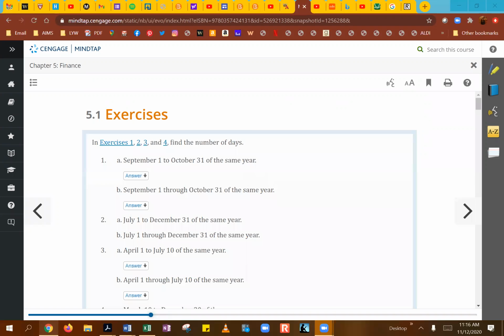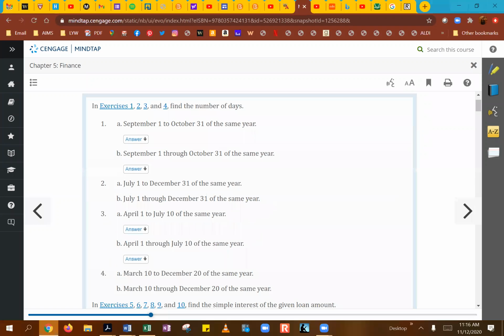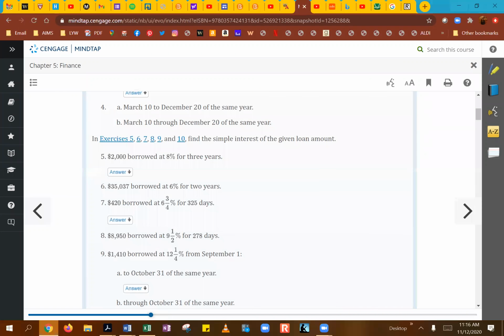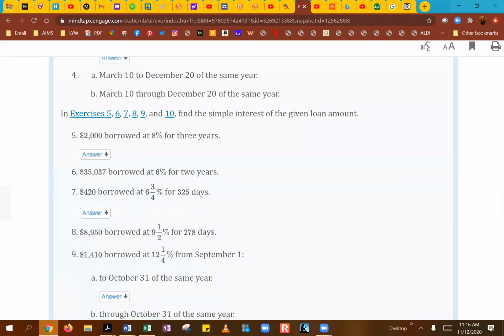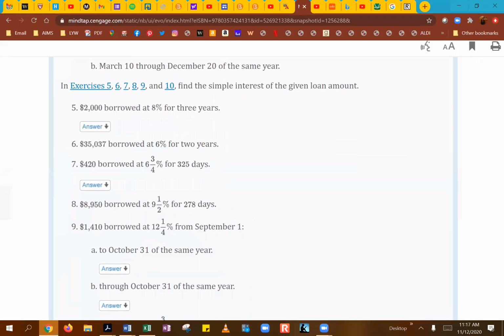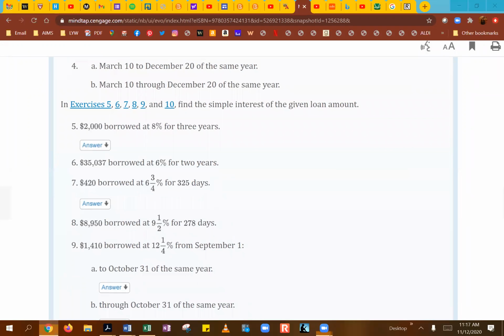So we'll just do a simple calculation with the simple interest and the future value. Let's take a look at example 6 over here. They're just asking us to find the simple interest for the given loan amount. Okay, so find the simple interest, and let's look at number 6.